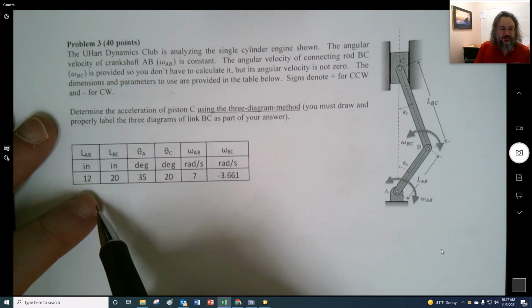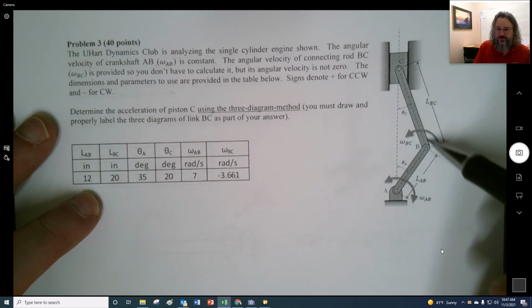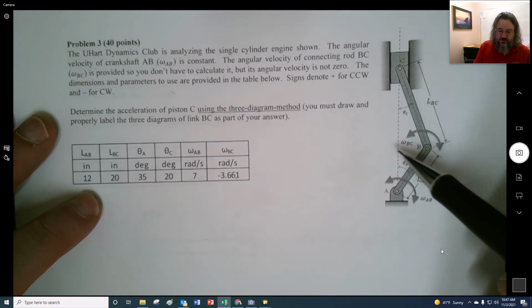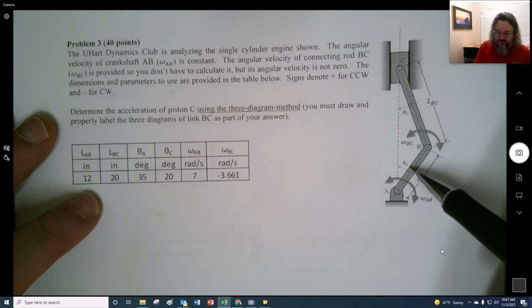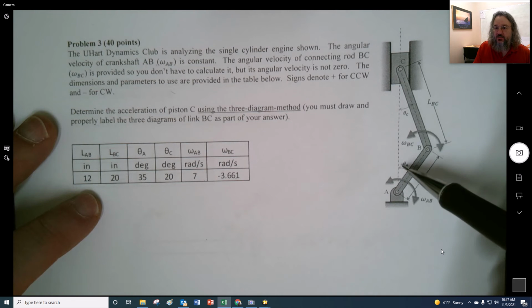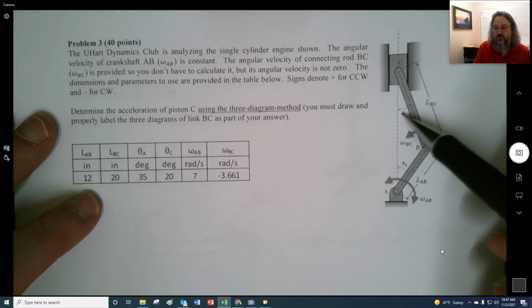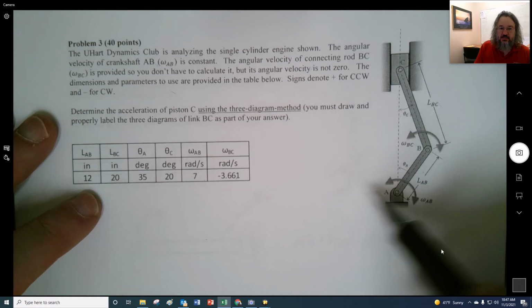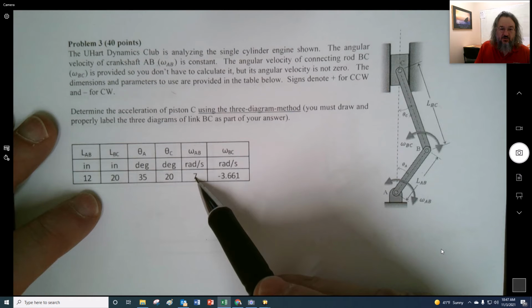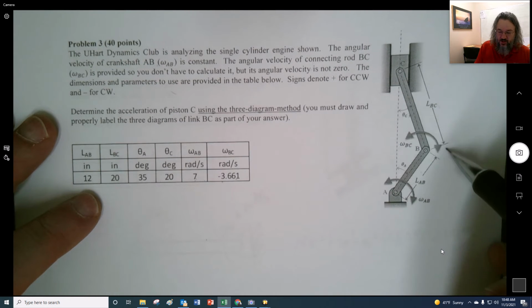So at this instant, well, first off, this is 12 inches. This is 20 inches. This is 35 degrees. This is 20 degrees. It's actually an approximation. It's actually like 20.1 degrees. But anyway, I didn't make you do that calculation. But based on this angle, this length, and this length, you could find this. So I'm giving you extra information. And then, as I said, this is going to be counterclockwise because it's positive. But this one is clockwise, right?